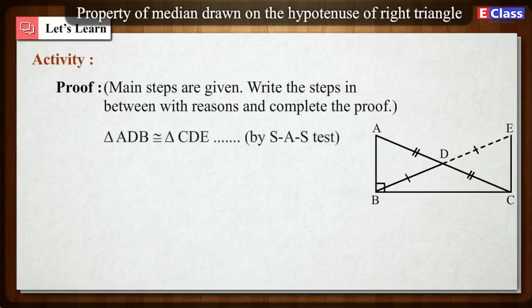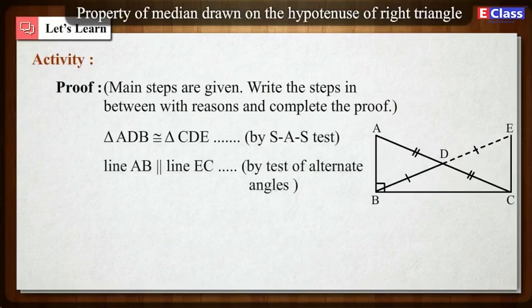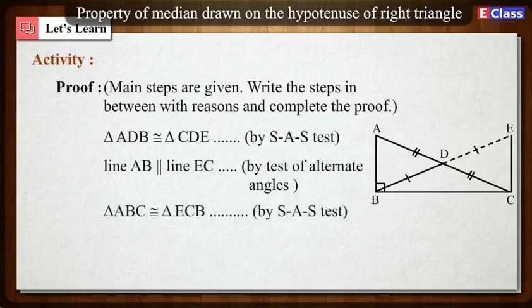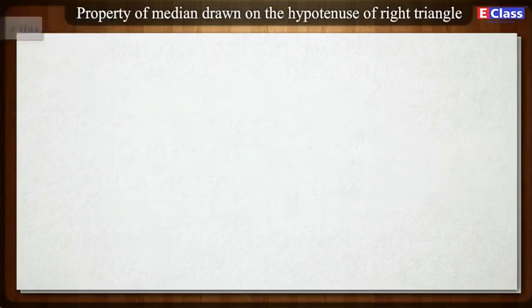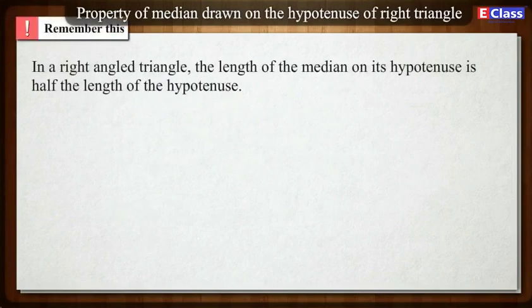Triangle ADB is congruent to triangle CDE. By SAS test, line AB is parallel to line EC. By test of alternate angles, triangle ABC is congruent to triangle ECB. By SAS test, BD is equal to half of AC. Remember this. In a right-angled triangle, the length of the median on its hypotenuse is half the length of the hypotenuse.